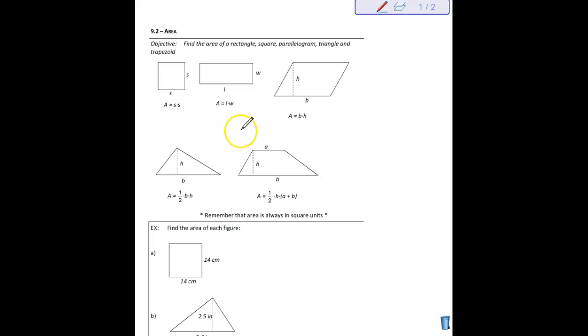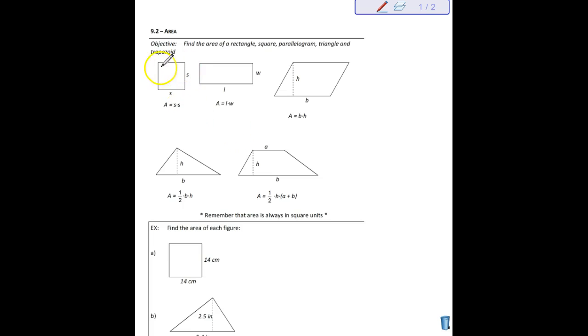In this video, we are going to talk about section 9.2, which is area. So we are going to find the area of rectangles, squares, parallelograms, triangles, and trapezoids. And I have shown all of these different figures to you right here.